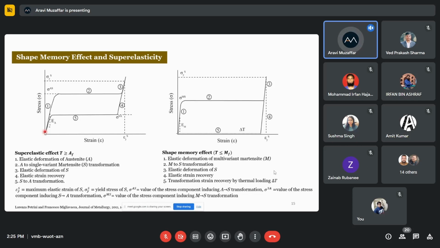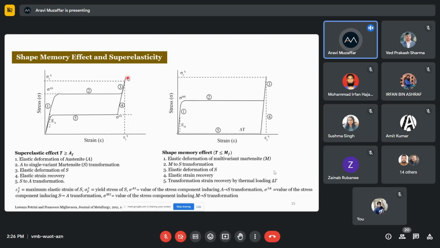When we start loading the material, initially it is austenite, because we are at a temperature greater than the austenitic finish temperature. So the stable phase is austenite only. Initially, elastic deformation of austenite happens. Finally, there comes a region referred to as the plastic region, where the stress remains almost constant, and it is in this region that there is a transformation from austenite to martensite. This plateau region depicts the transformation of austenite to martensite, and then when we continue to apply the load, there is elastic deformation of martensite.